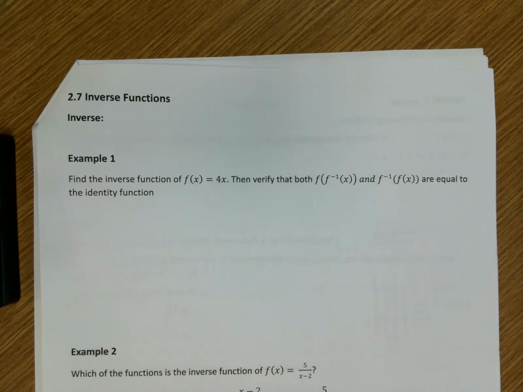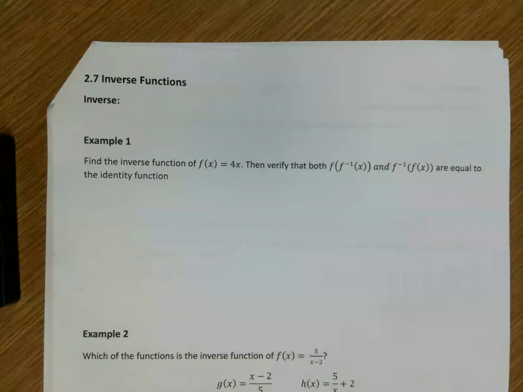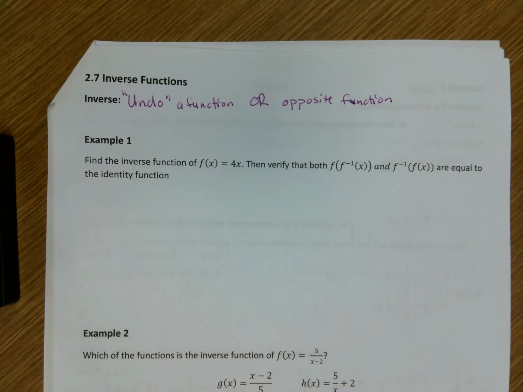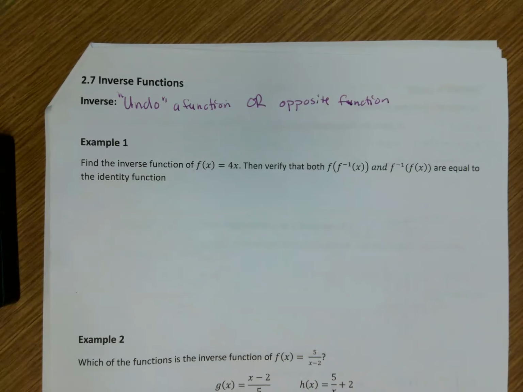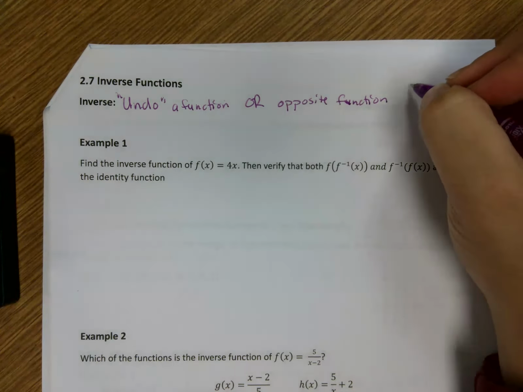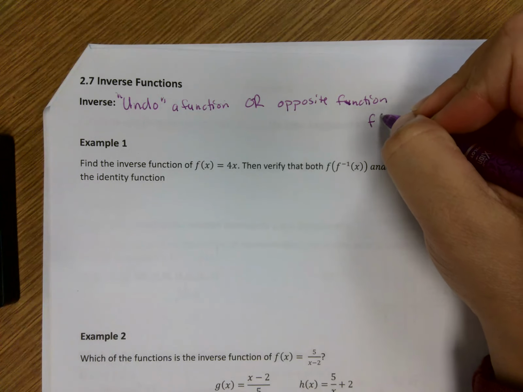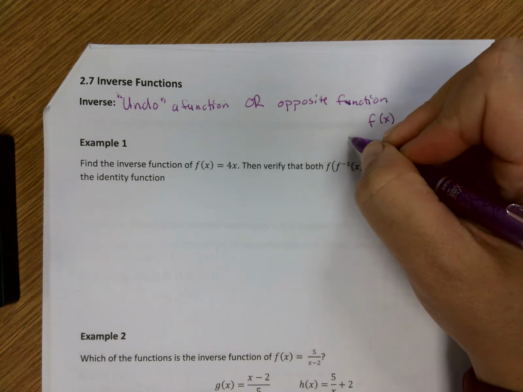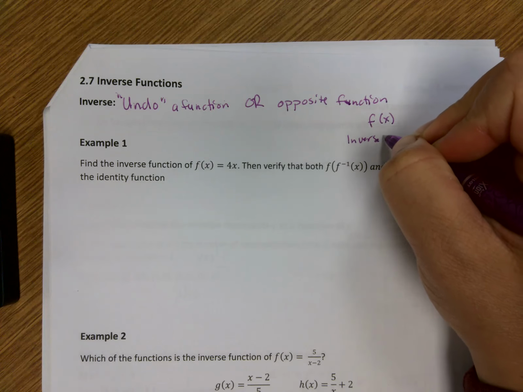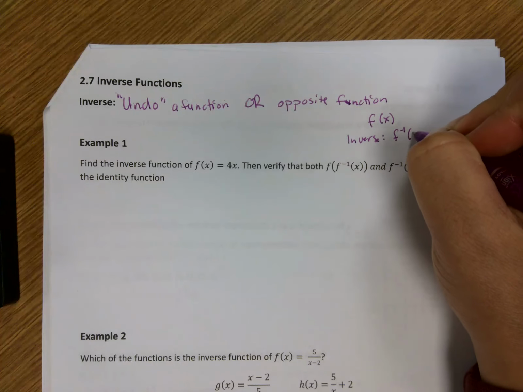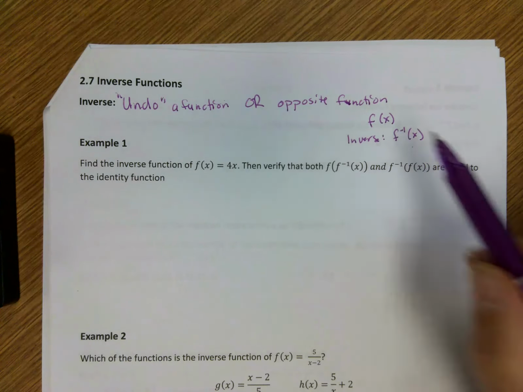Last section of chapter 2, inverse functions. Inverse functions are kind of like undoing the function, or you might say the opposite of the function. Now, how we show it: if this is my function f, the inverse would look like f to the negative 1 of x. This is showing the inverse of the function.